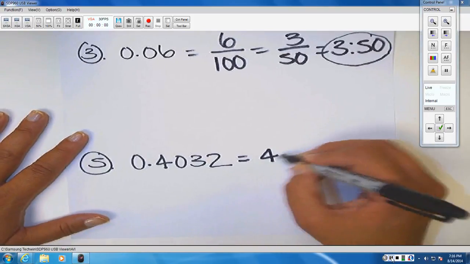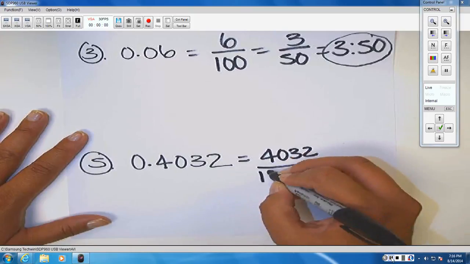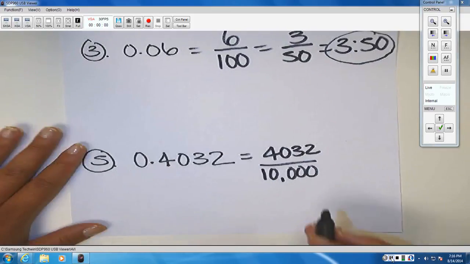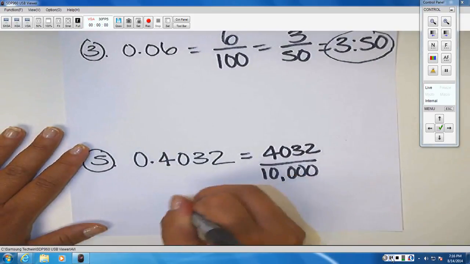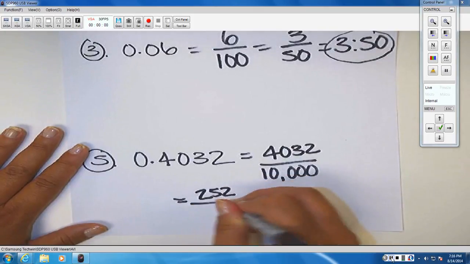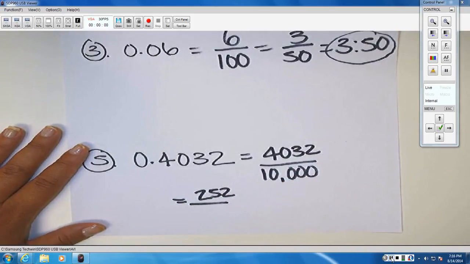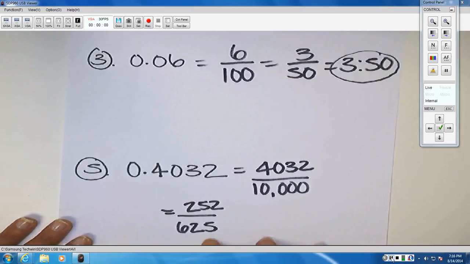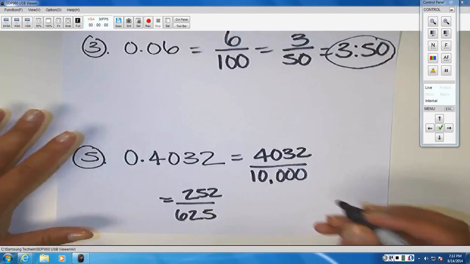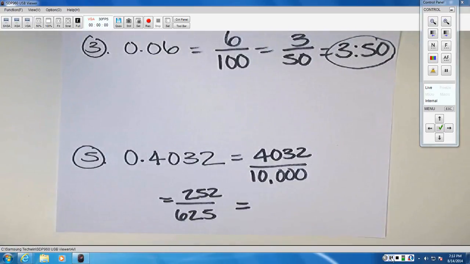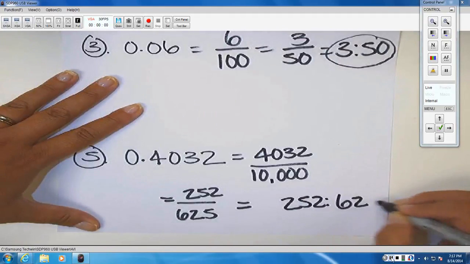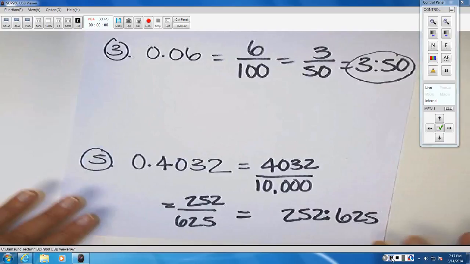It's going to be 4,032 10,000ths. And now I have to reduce that. I played with this a little bit earlier, so I know that 16 will go into both of them. 16 will go into 4,032 252 times, and 16 will go into 10,000 625 times. So that's my simple fraction that I'm left with, and now I'm going to turn that fraction into my ratio, and it simply becomes 252 to 625. Okay?